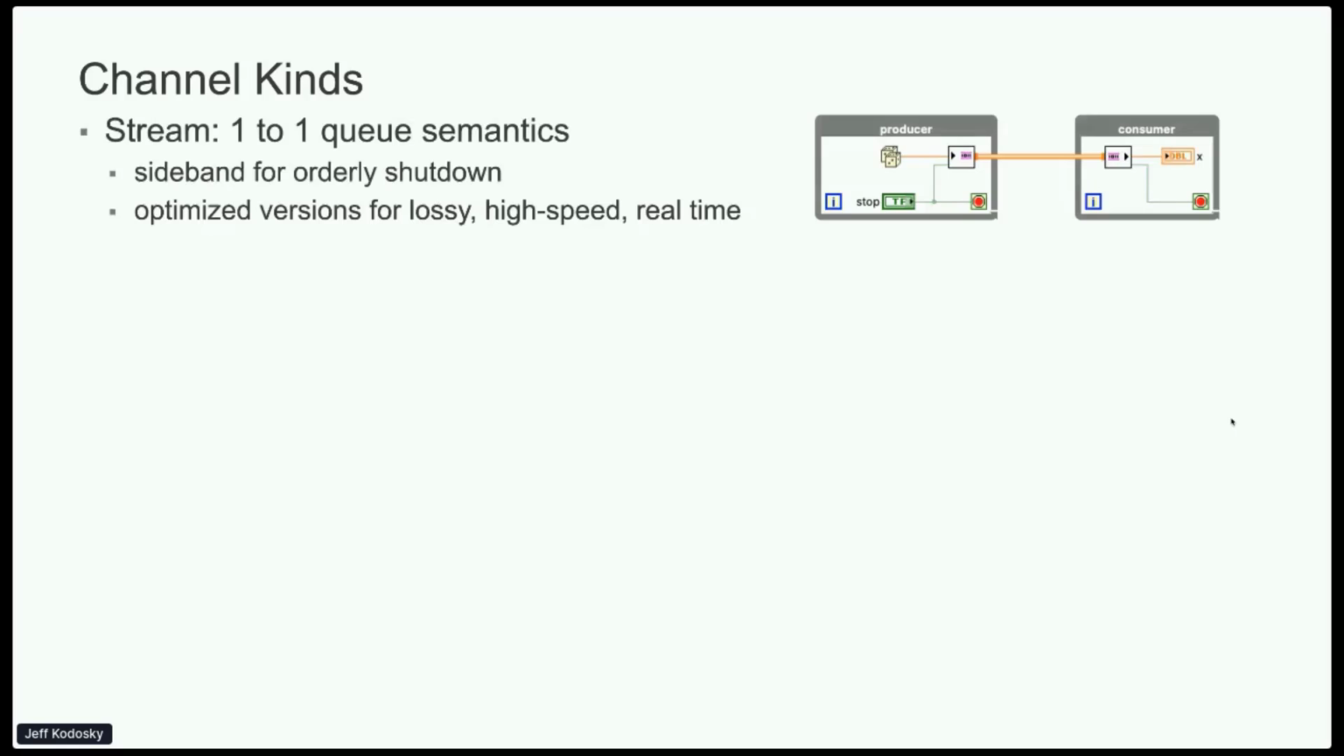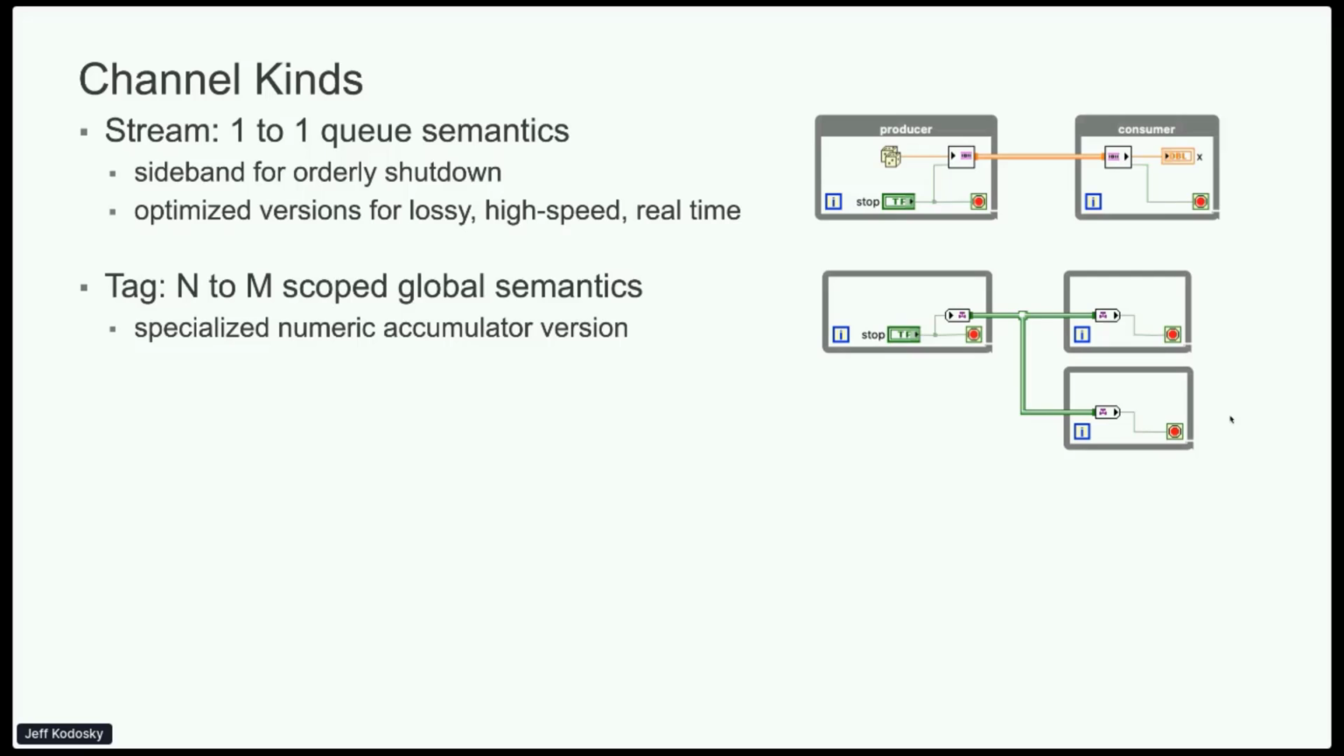For the remainder of this presentation, I will assume familiarity with the basics of channels and build on the concept. As a quick review, here are the main kinds of channels in LabVIEW today. Stream is typically for homogeneous data with queue semantics for a single producer and a single consumer. The stream channel also has a sideband, which facilitates orderly shutdown. There are also several specialized and optimized versions of stream that exist as well.